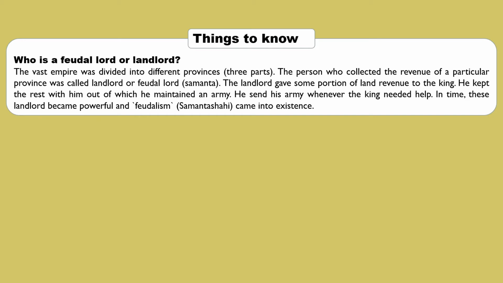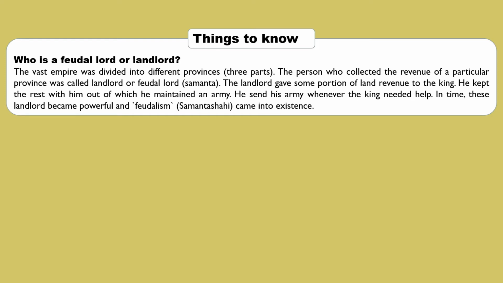The person who was collecting the money from that part as a tax was known as a landlord, Zamindar, what we call Zamindar, or feudal lord, or Samanta. The landlord gave some portion of land revenue to the king, and the rest he kept with him, out of which he maintained an army. So it was like a contract, children. Half of the amount collected from the land they gave to the king, and with the rest of the money they trained the armies like a contractor. Whenever a battle occurred, whenever the king needed the army, they provided this army to the king.